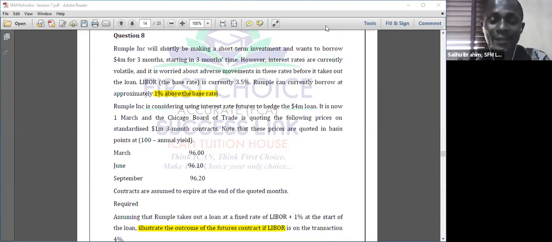Okay, the formula is: number of contracts is equal to exposure over contract size, multiplied by loan period over 3. Loan period over 3. Okay, that is it.